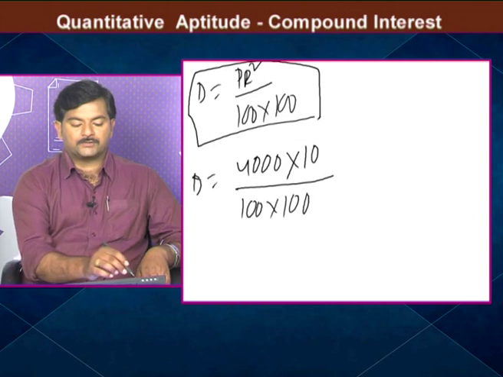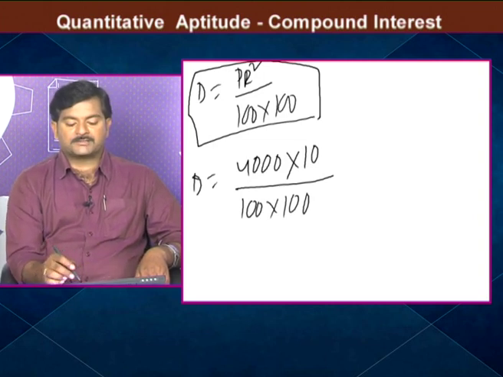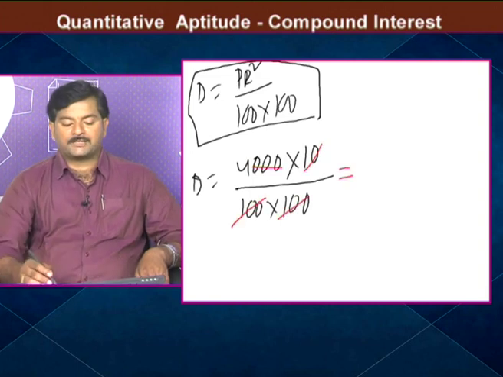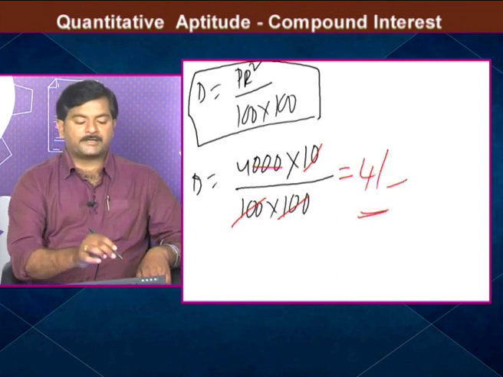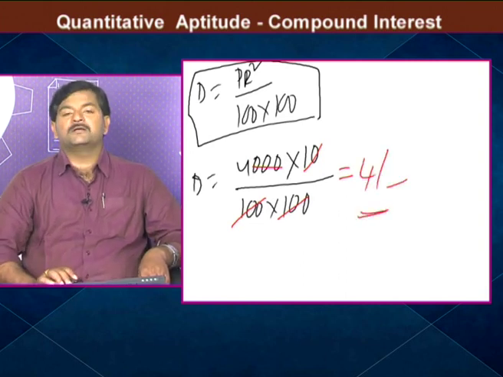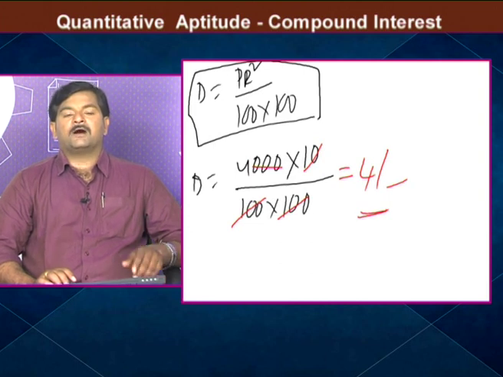Okay, simplification: for this 30 and 1 this 0, the 4 zeros are cancelled. What am I getting? The total difference is how many rupees? I am getting 4 rupees. The formula is D is equal to PR square by 100 into 100.